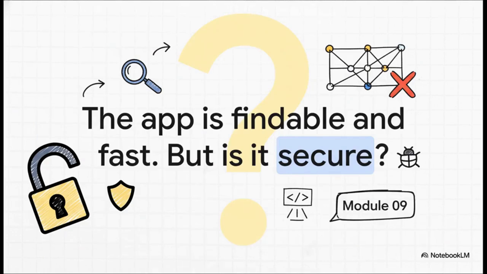And that brings us to the final, critical question. Our application is findable and it's fast. That's a huge milestone. But is it secure? That is what we're going to cover in Module 09, where Kilo Code will perform a comprehensive security review before anything goes live.